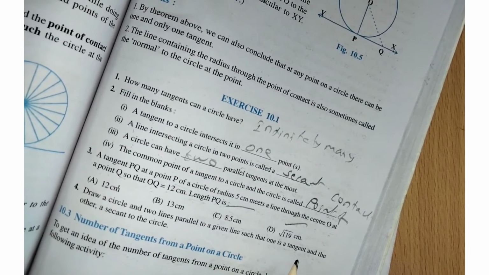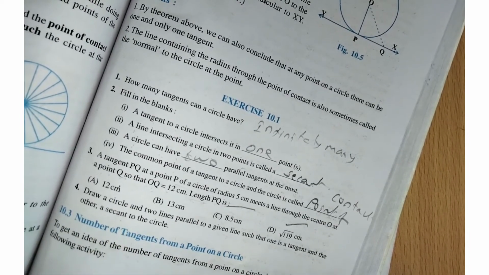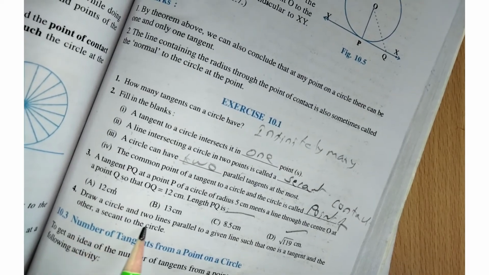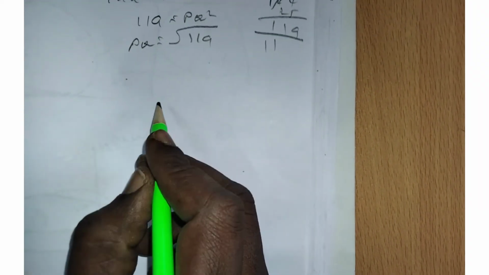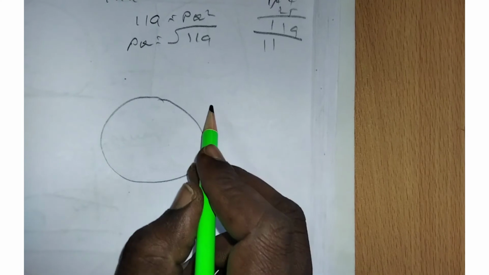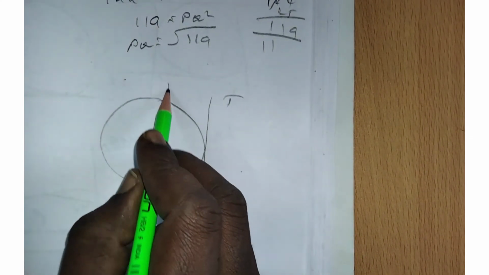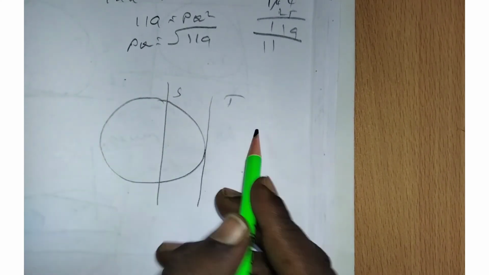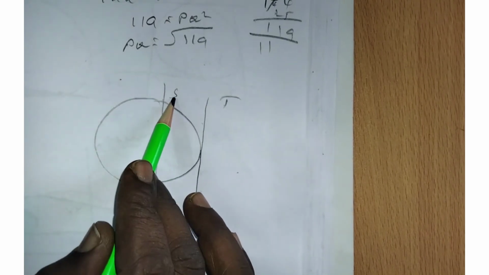Next, draw a circle and two lines parallel to the given line such that one is a tangent and the other a secant to the circle. They ask to draw a tangent and a secant that are parallel. For example, you can draw a tangent on any side. If you take it as a tangent, then draw the secant line. Both should be parallel. So like that they ask to draw the diagram. I already explained about the secant and tangent.